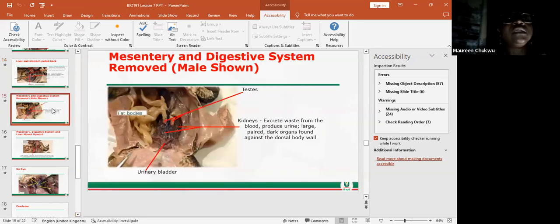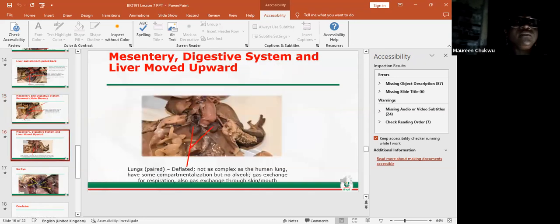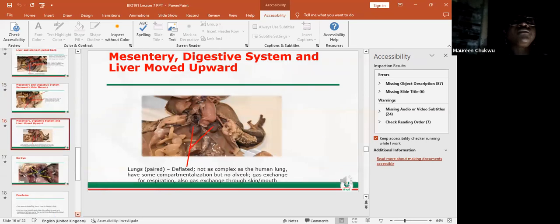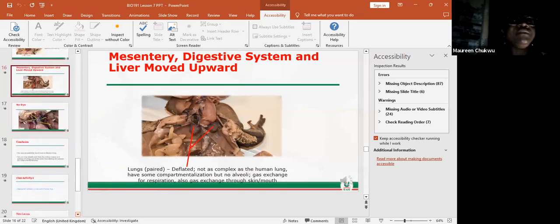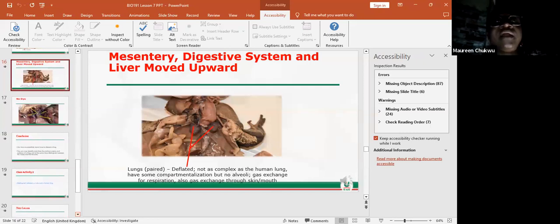Next slide. Here is where the mesentery and digestive systems are removed, as shown in males. We see the fat bodies, we see the testes, and the kidneys. These secrete waste from the blood and produce urine; they are large, paired, dark organs found against the dorsal body wall. Then we have the urinary bladder. Here we have the mesentery, digestive system, and liver moved upwards. This is what is obtainable.